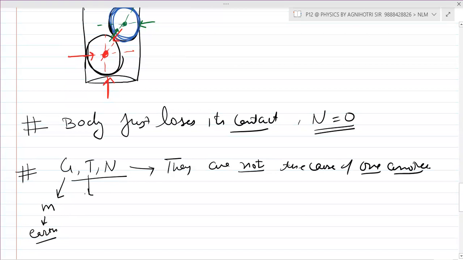If you have to talk about the tension, you must have the string. If you are having the string, then tension will be there. I hope you got that point. Why does tension come into play? No doubt it comes into play because of the stretch of the string. Who has stretched that string is not the matter of concern. The matter of concern is only whether the string is taut or not. And for the normal reaction, you should have the contact. If a body is not having any contact with anyone, the normal reaction is definitely going to be 0.